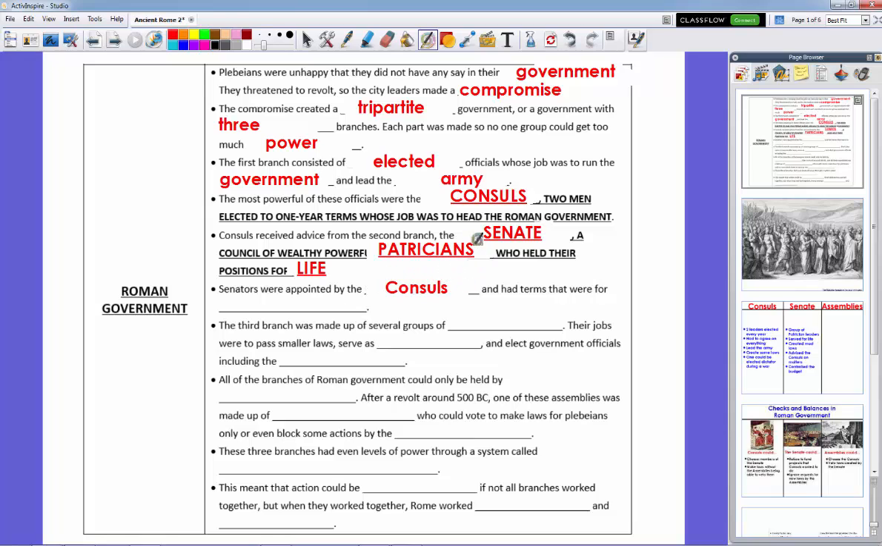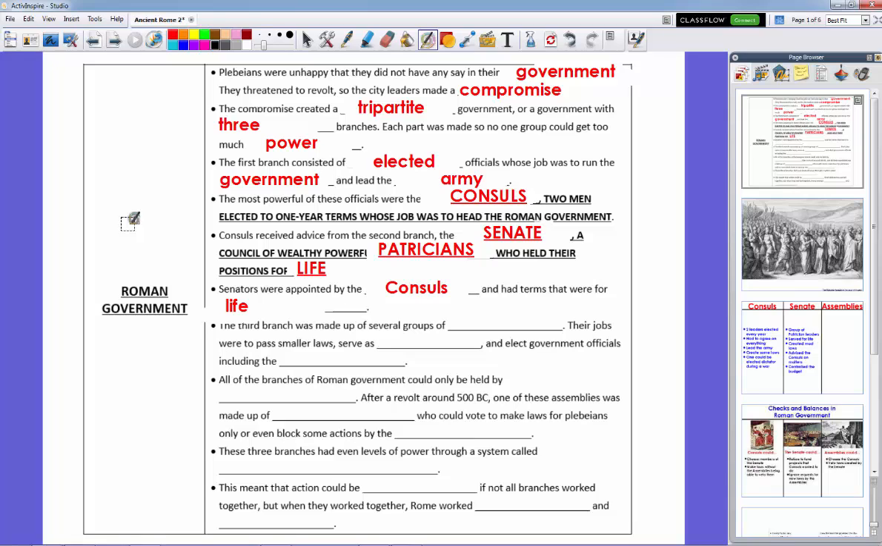Okay, and like I said, the senators themselves, interestingly enough, were appointed by the consuls themselves. So the two consuls, whenever there would be an election for the Senate or senators could be appointed, were the people who chose them. And like I said, they had terms that were for life. So they didn't have to worry about running for re-election or anything like that.